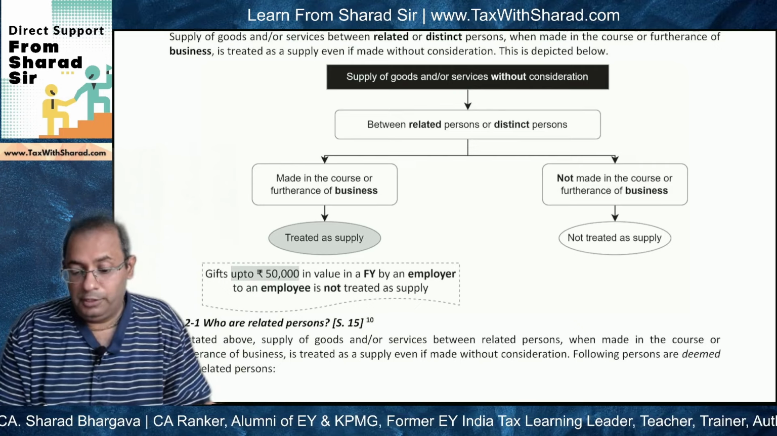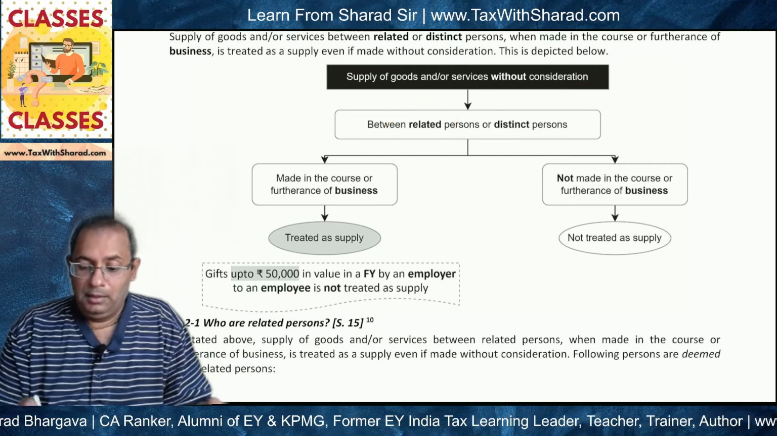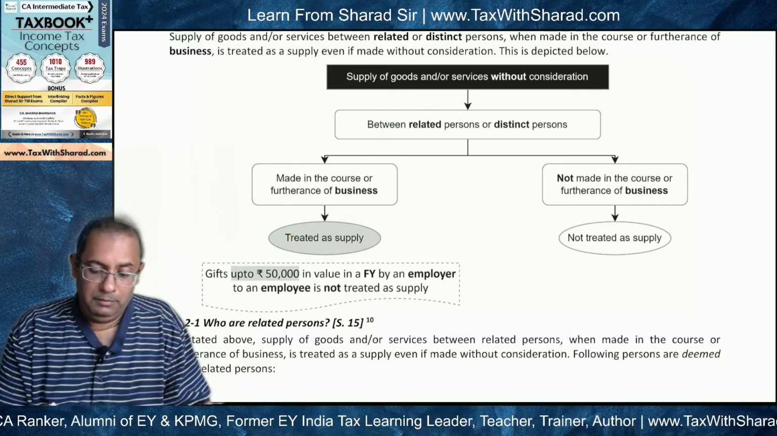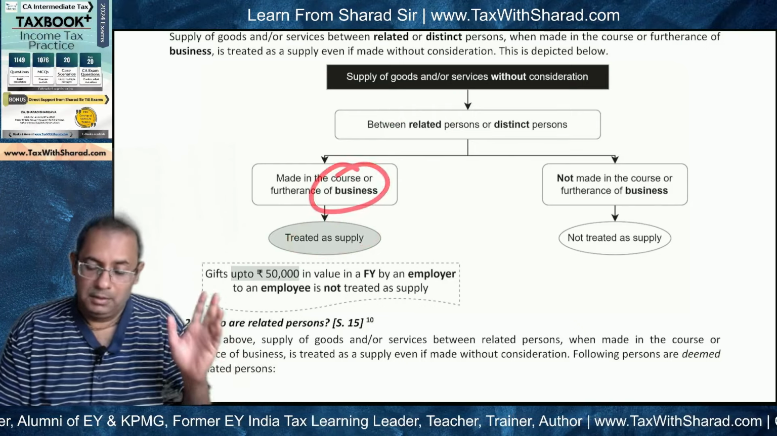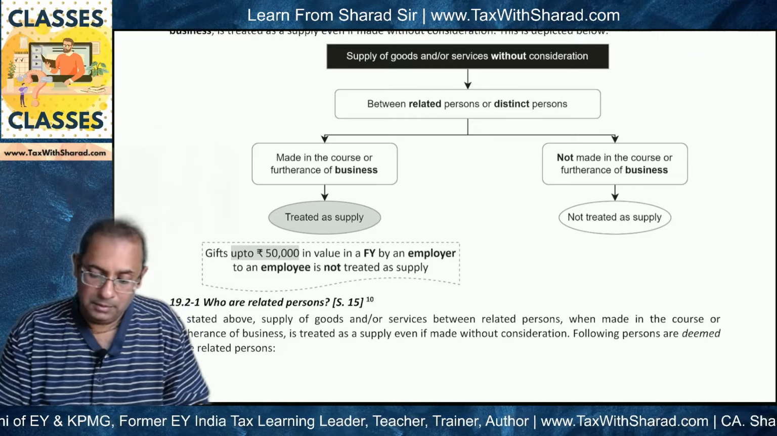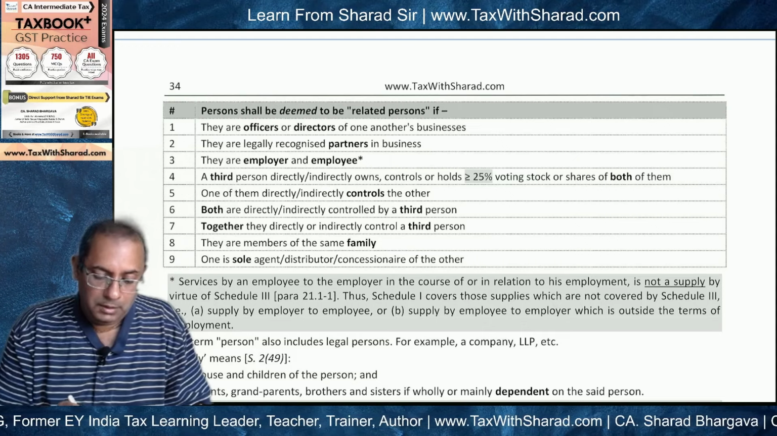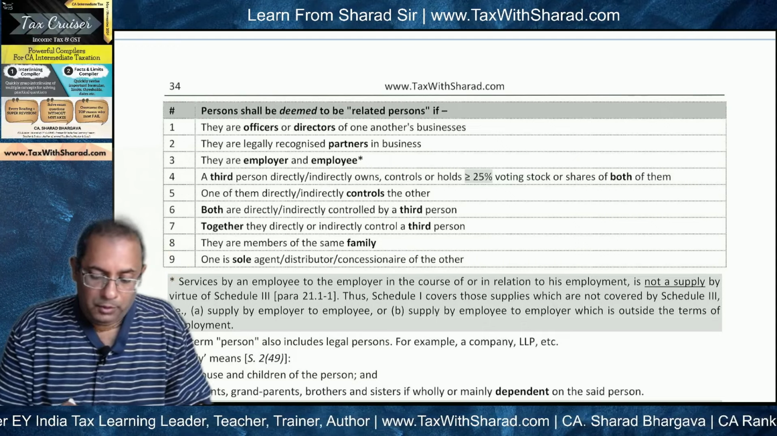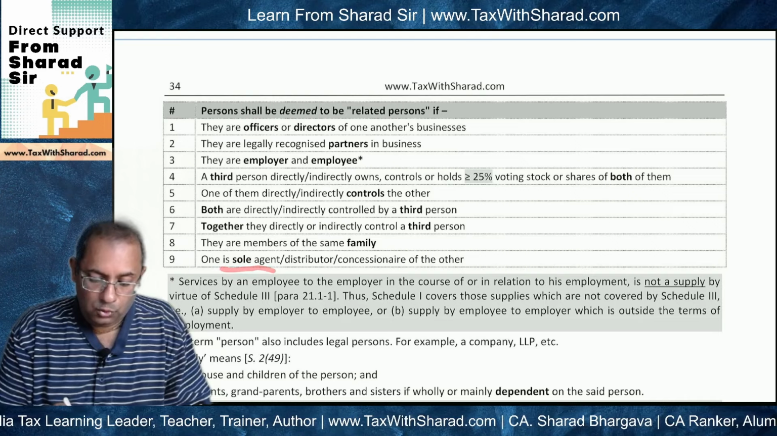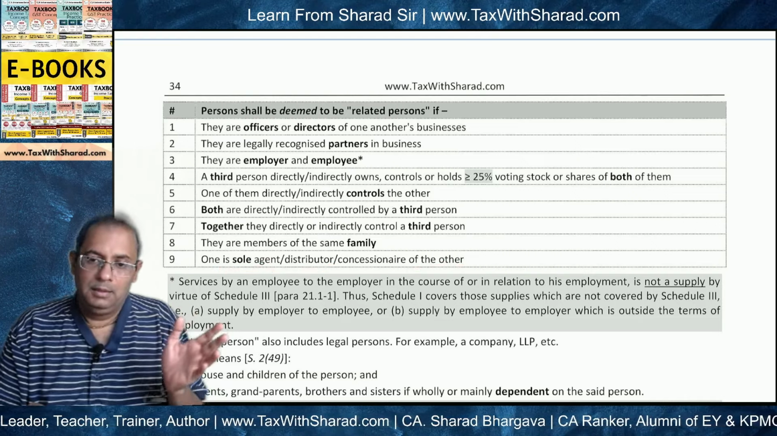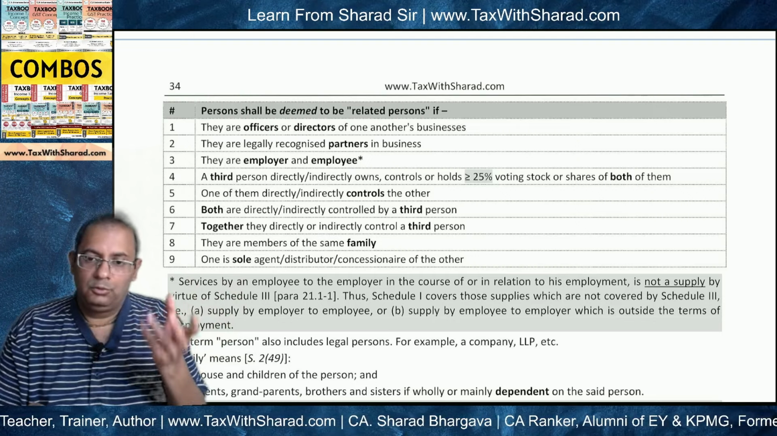And therefore if distributors are related persons, then the gift will be treated as a supply because it is made in the course or furtherance of business. It is a business conclave which is taking place. Now if we look at the definition of related persons, one of the categories is that one is the sole distributor of the other. Sole distributor means there is no one else. The distributor is the exclusive or the sole distributor.